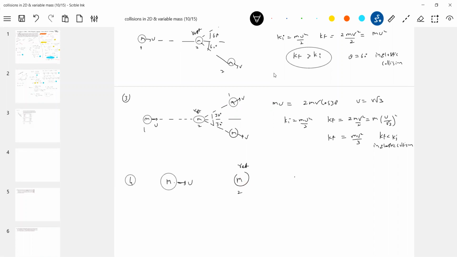After collision, M1 will be at rest. This is also possible, exchange of velocities. The collision may be head-on, the collision may be two-dimensional, the collision will be elastic, the collision will be inelastic. So altogether, 4 possibilities are there.